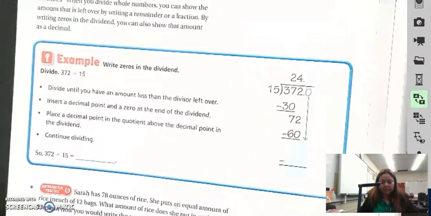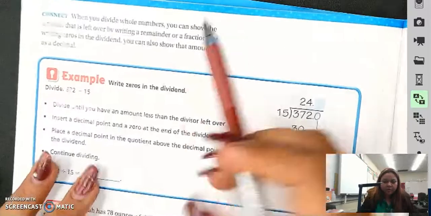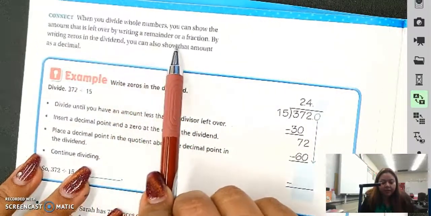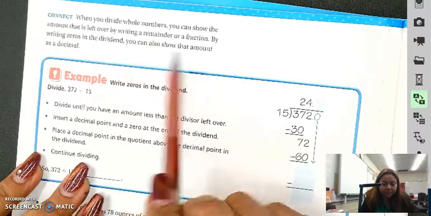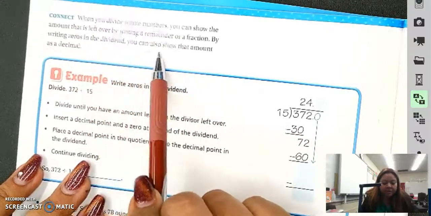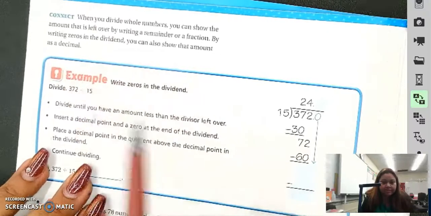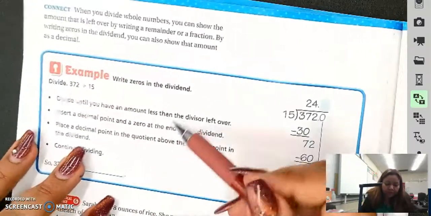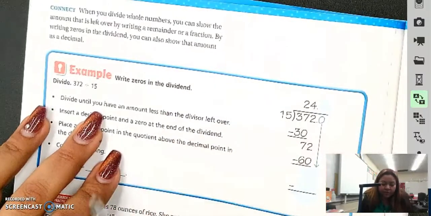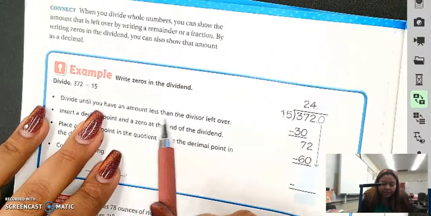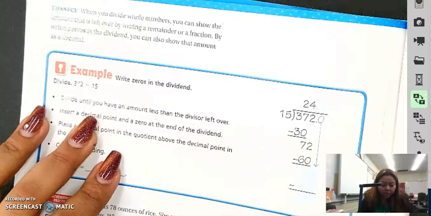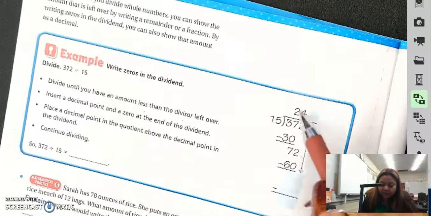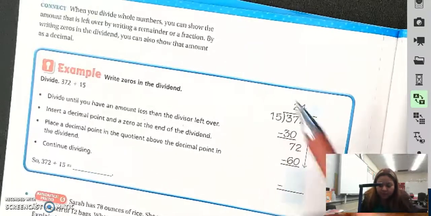Okay, and so when you divide whole numbers, you can show the amount that is left over by writing a remainder or a fraction. By writing zeros in the dividend, you can also show that amount as a decimal. So here's another example. You're going to divide until the amount less than the divisor is left over. So we divided here, okay? And I'm going to go over the steps just so that you can follow.